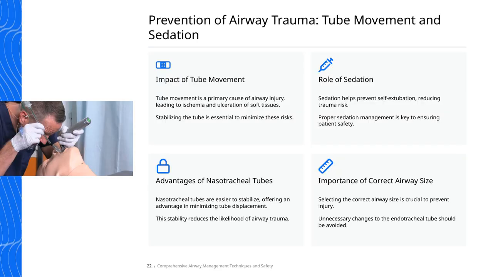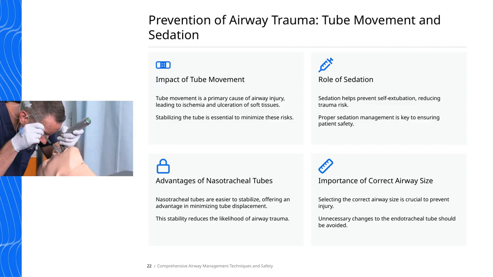Let's talk about preventing airway trauma, specifically focusing on tube movement and sedation. Choosing the correct airway size is absolutely crucial because an ill-fitting tube can cause injury. It's important to avoid unnecessary changes to the endotracheal tube once it's in place, as these can increase the risk of trauma.